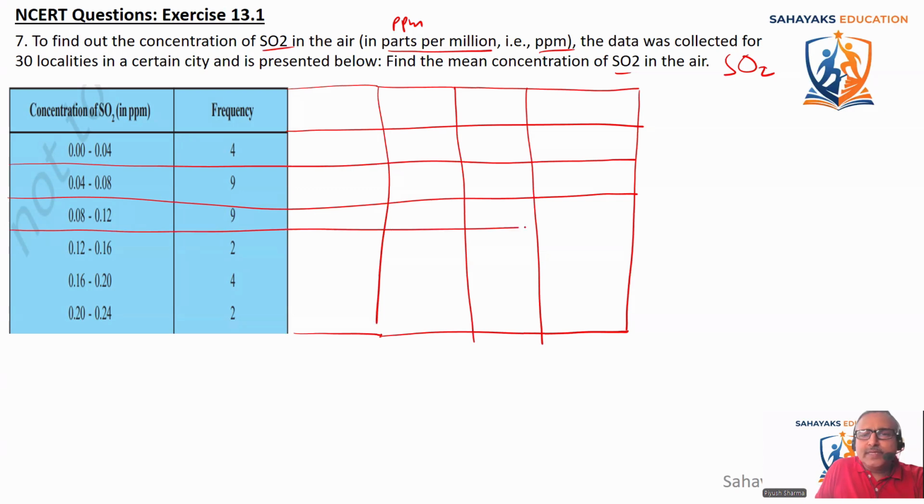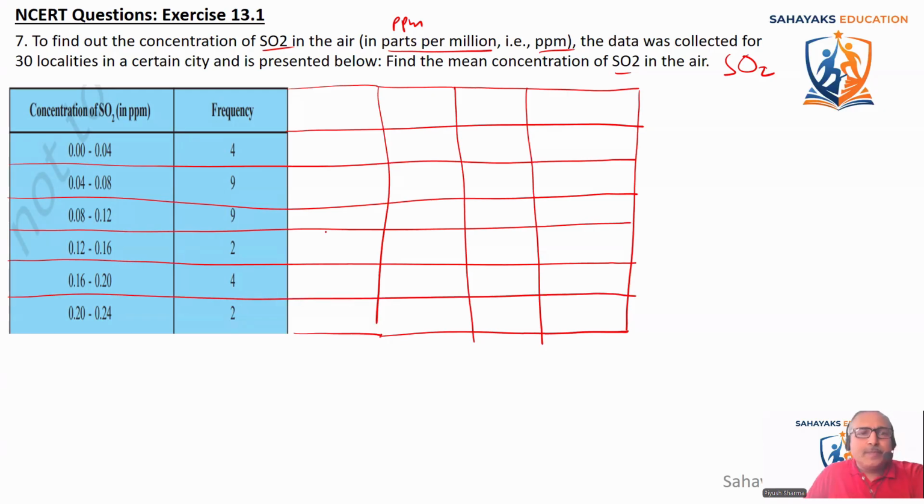My lines will be incorrect. I have to use a better board, and that better board will have straight lines coming by itself. Okay. Now, first of all, we are going to mark the class mark.